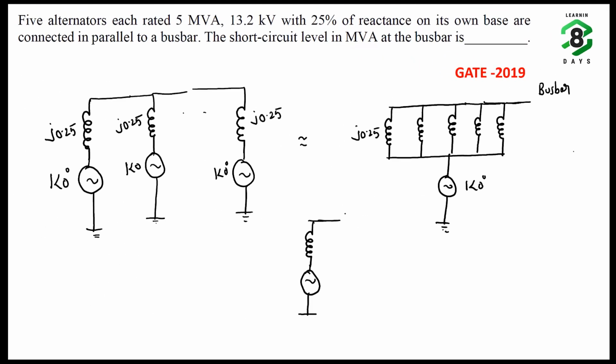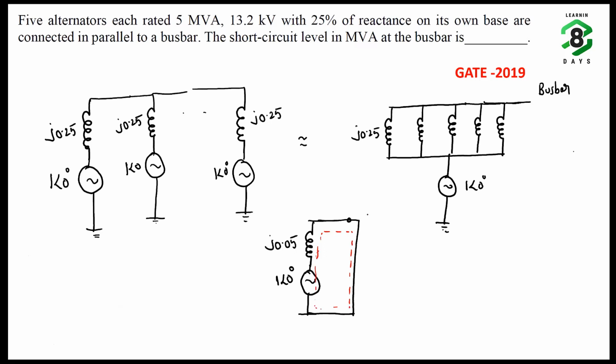and this is the bus bar. So j0.05 per unit, with 1 at an angle 0. Understand? So this is the fault point, or the bus bar. If you short circuit this, the fault current would flow in this path. So this is the path of the fault current when a 3-phase symmetrical fault occurs at the bus bar.